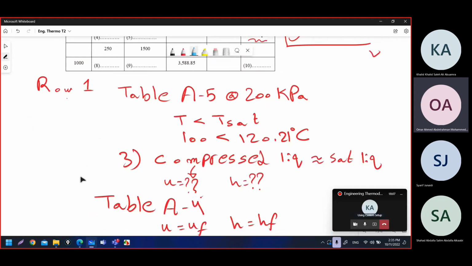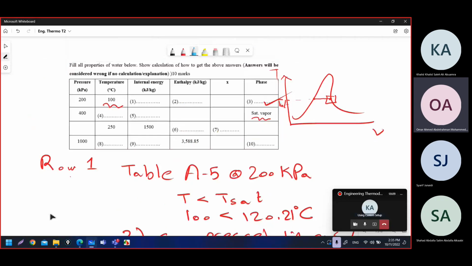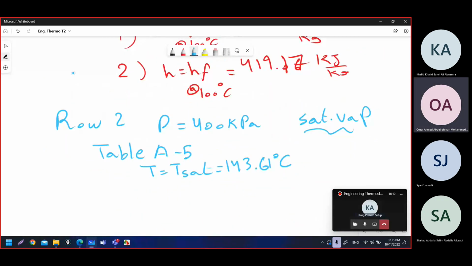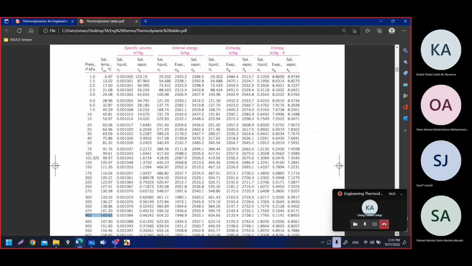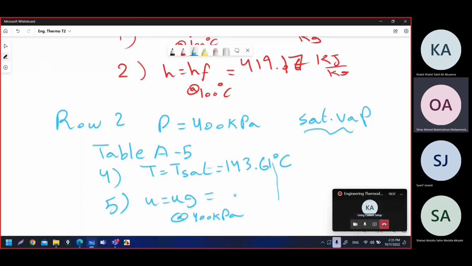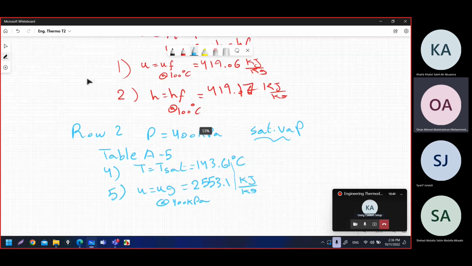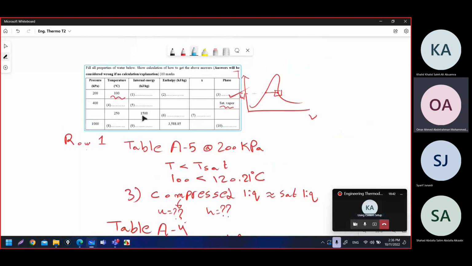So U will equal Ug. That is the requirement number 4. And U will equal Ug at 400 kilopascal from table A5. So Ug, this value, 2553.1 kilojoule per kilogram. Okay, we finished row number 2. Let's go to row number 3.